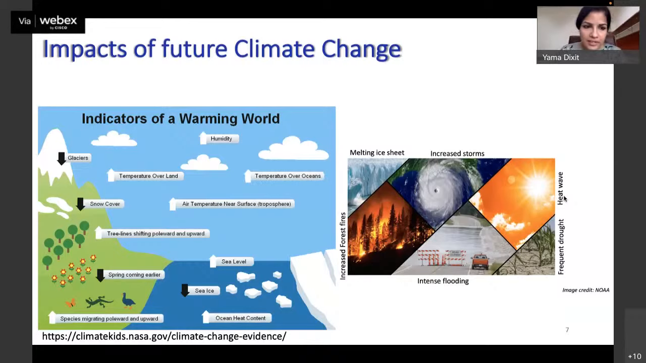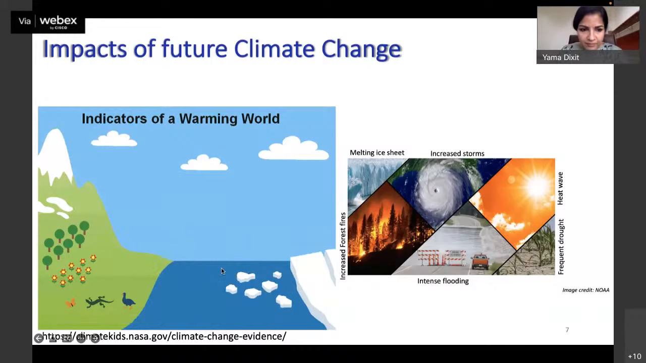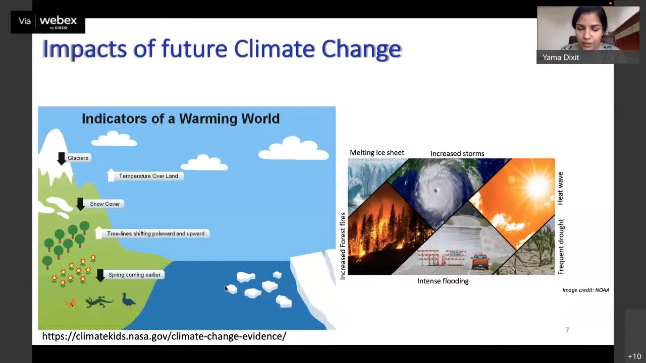Now, what are the indicators of a warming world? Because temperatures are increasing, we'll have glacier melting. We'll also have sea level rising because of all the polar ice that has melted and gone into the sea. And because of the increase in temperature, seawater would also expand. So both melting of the polar ice as well as expansion of water would contribute to the increase in sea level. Species would be migrating polewards and upwards. Tree lines would be migrating polewards and upwards.